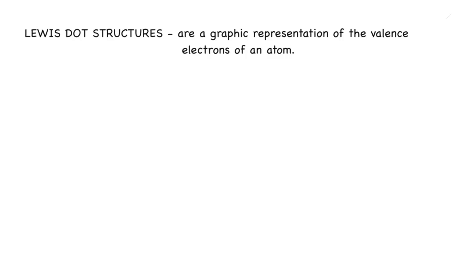Alright, next ones are Lewis dot structures. They are a graphic representation of valence electrons of an atom.